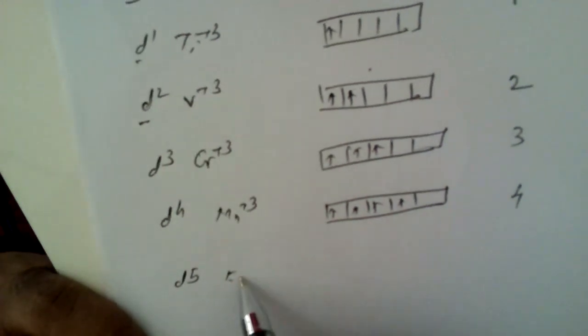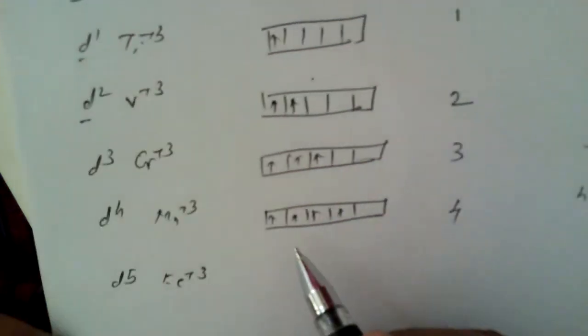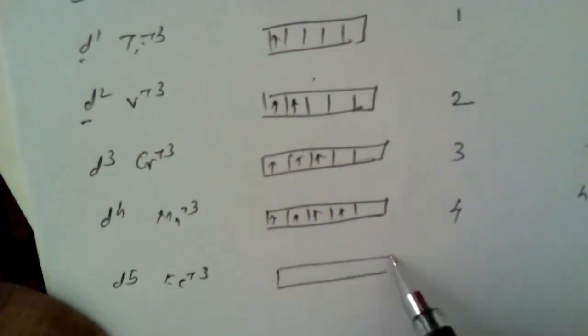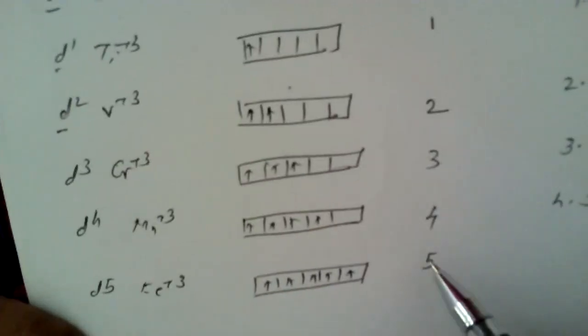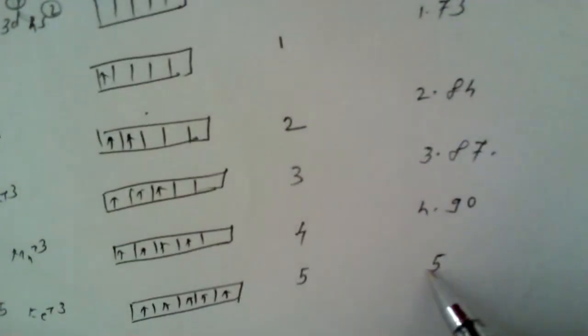D5 case is Fe plus 3. The 3d configuration, d orbital containing 5 electrons, so 5 unpaired electrons, the magnetic moment is 5.92.